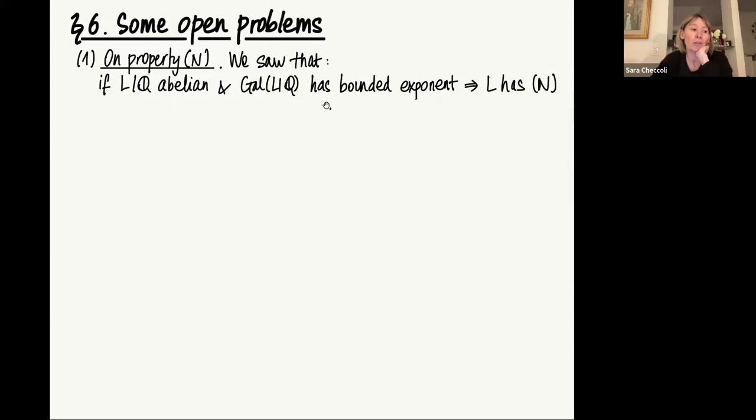Of course, you cannot remove the boundedness of the exponent, because it's not true that abelian extensions of Q have the Northcott property. Think about Q^ab. But what happens if we remove abelian? So is it true that the boundedness of the exponent of the Galois group implies the Northcott property? And this is open. And this is open in the largest sense of the word.